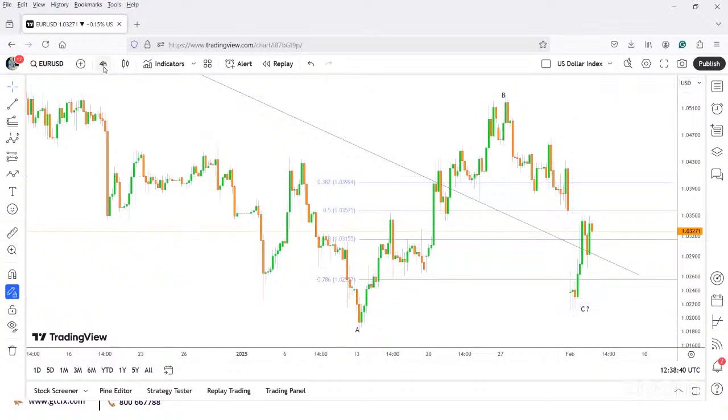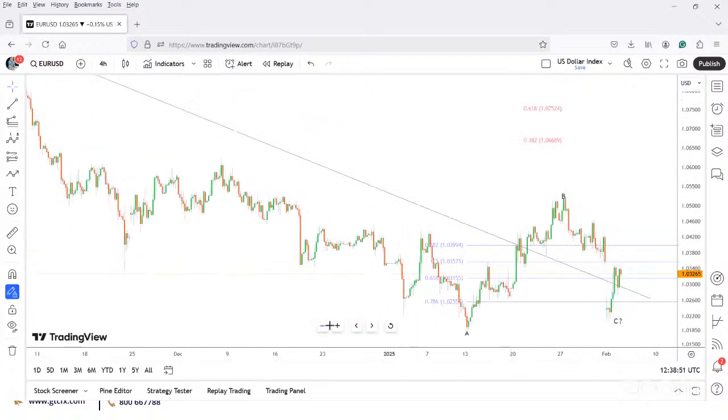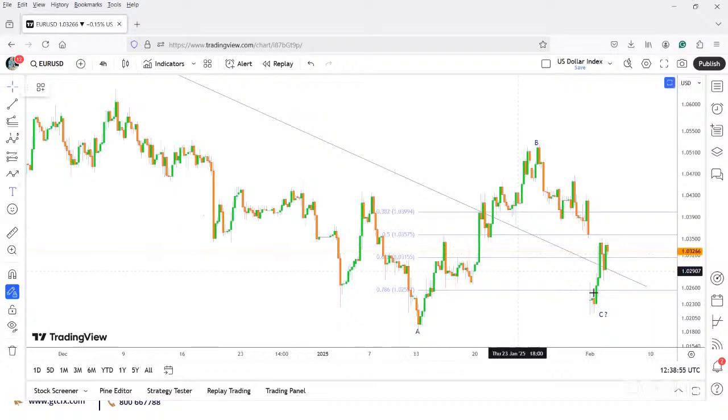On a 4-hour chart, we had a beautiful morning star. On an hourly chart, also we had a morning star. And now our potential C is in place. There is a potential target, sir. Okay, so I'm going to print something over here.